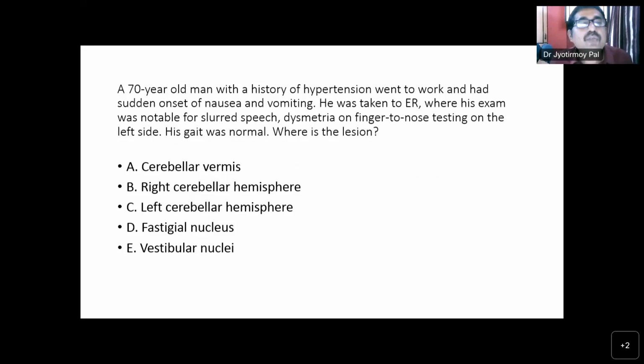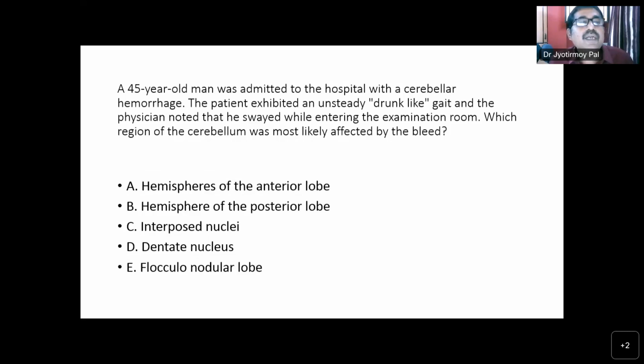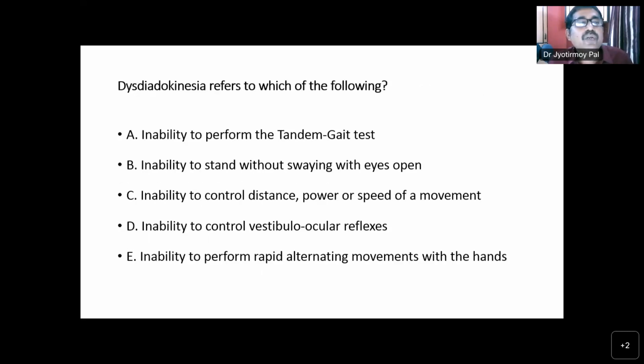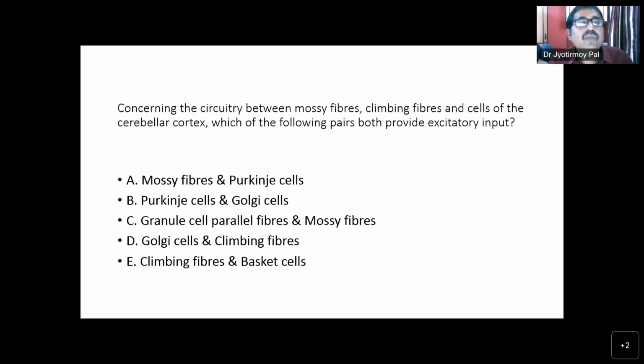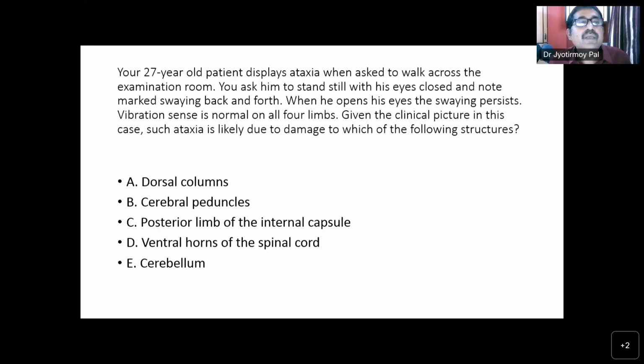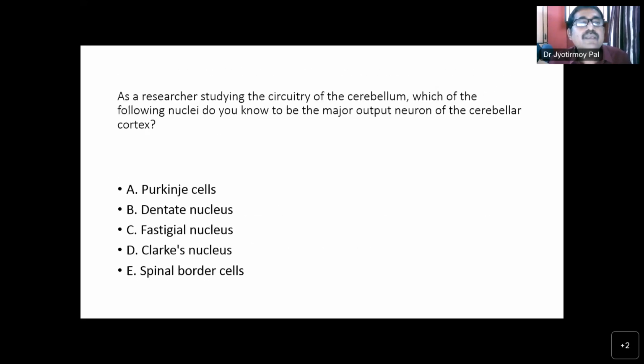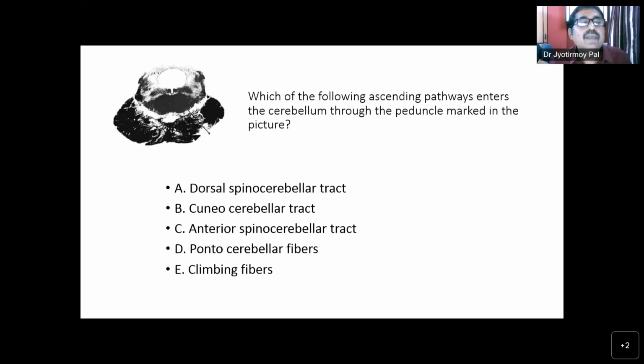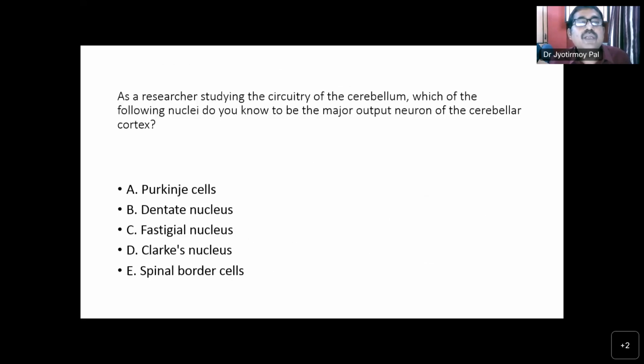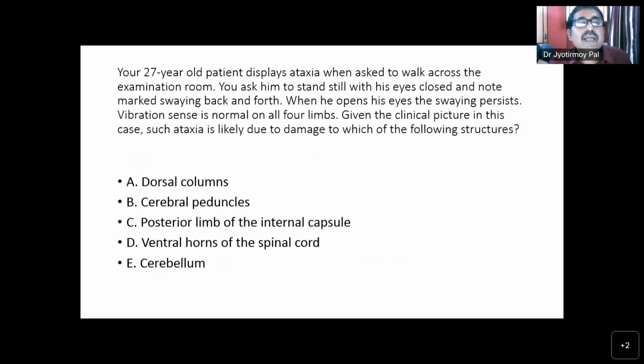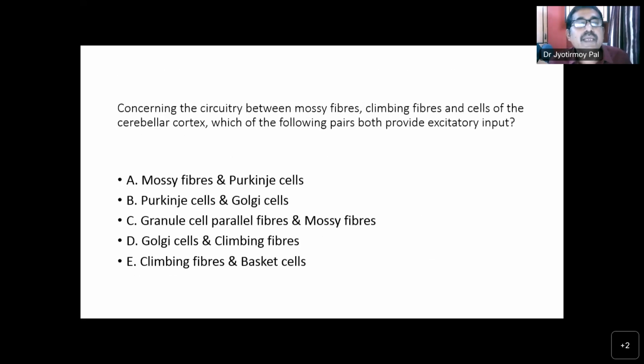This is one question, second question, third, fourth, fifth, sixth, seventh, eighth. This is the eighth question. One question probably I skipped, and as there are 2 minutes I can discuss.